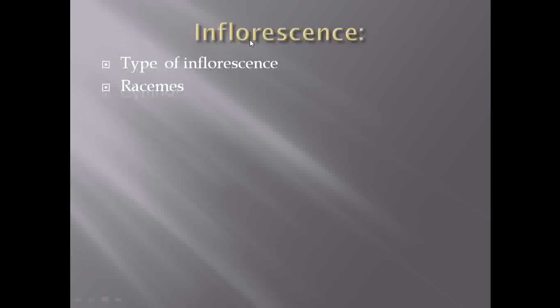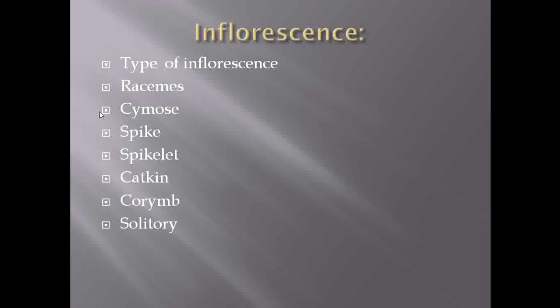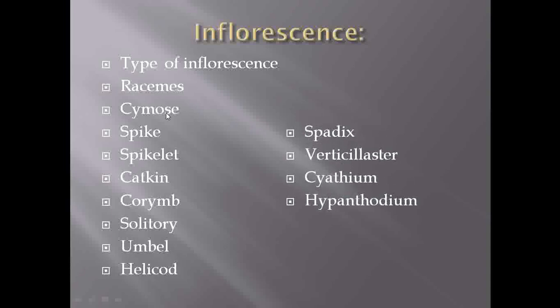So here in the inflorescence, there are different types of inflorescence present in plant species, but basically two main types: racemose and cymose. Racemose type of inflorescence means the younger flowers are present at the top and older flowers at the base. While exactly opposite to raceme, in cymose type of inflorescence, the younger flowers are present at the base and older flowers are present at the apex.